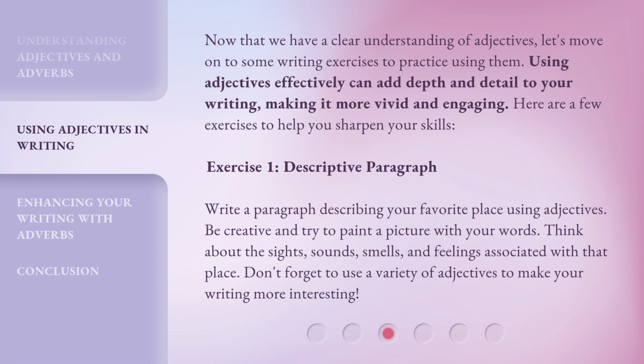Exercise 1. Descriptive paragraph. Write a paragraph describing your favorite place using adjectives. Be creative and try to paint a picture with your words. Think about the sights, sounds, smells, and feelings associated with that place. Don't forget to use a variety of adjectives to make your writing more interesting.